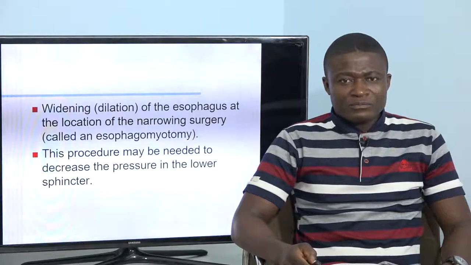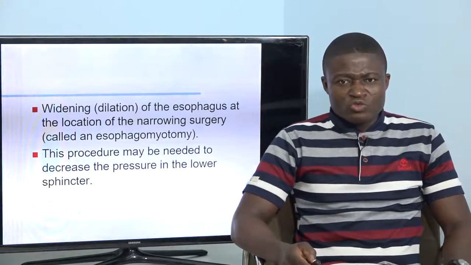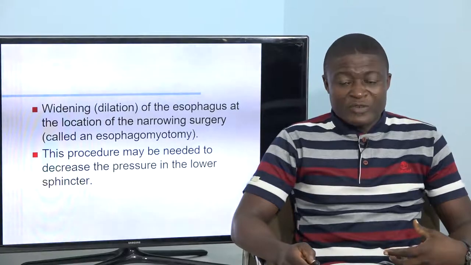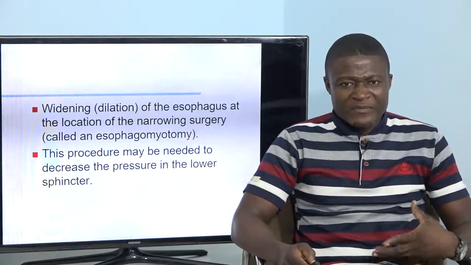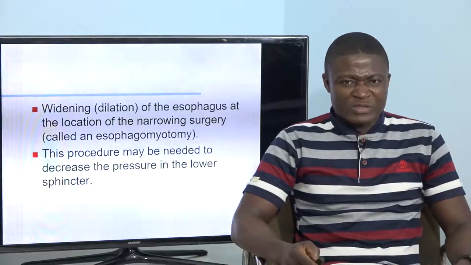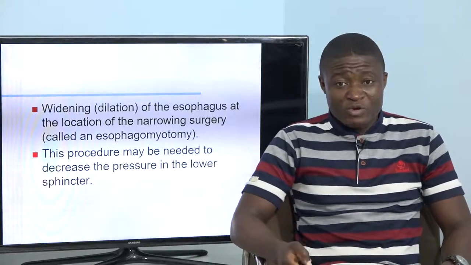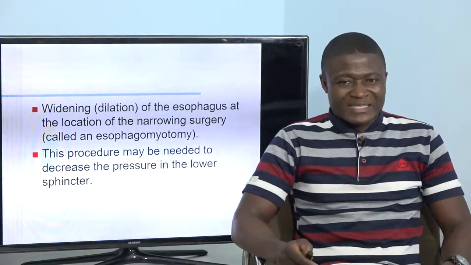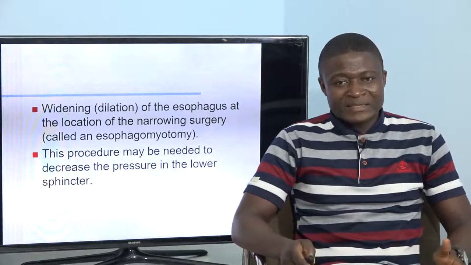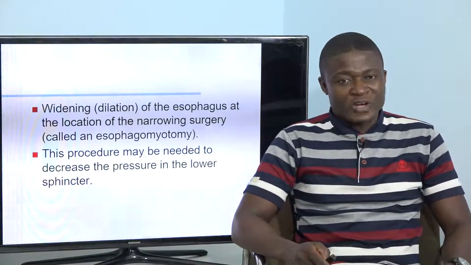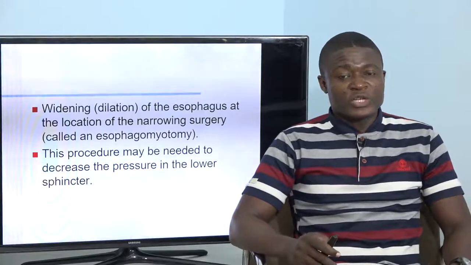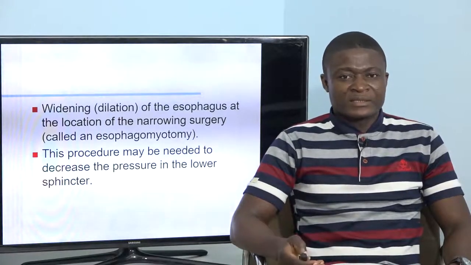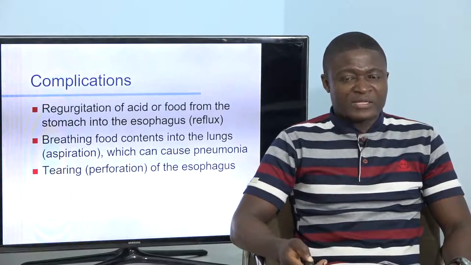Now, widening. Dilatation. We also want to do what we call widening or dilatation of the esophagus at the location of a narrowing. So this surgery, which can be done, this is a surgical intervention, which can be done in order to widen a part of the esophagus that might have been narrowed, is called esophagomyotomy. So an esophagomyotomy is a surgical intervention that is done to widen a narrowed part of the esophagus in order to allow content within the mouth or the esophagus to flow smoothly into the stomach. This process may be needed to decrease the pressure in the lower sphincter.